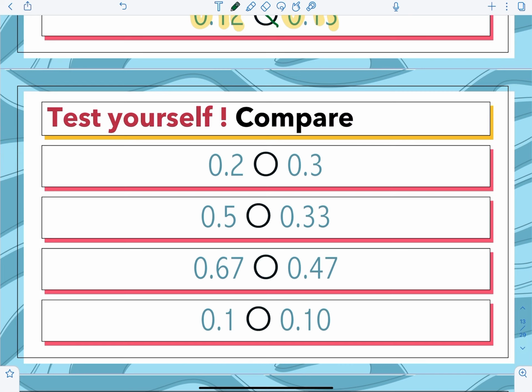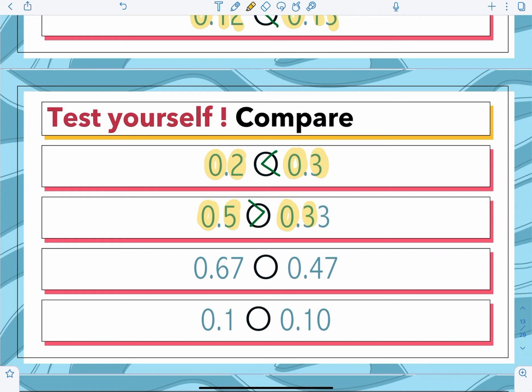So are you done? Let's compare. Here I have 0.2 and 0.3, so I must start comparing one number at a time. 0 and 0, same thing. Move to the next number. 2 and 3, of course the 3 is bigger. Let's continue. Here I have 0 and 0, same thing. Here I have 5 and here I have 3. So which one is bigger, the 5 or the 3? Of course, the 5 is bigger. So 0.5 is more than 0.33.